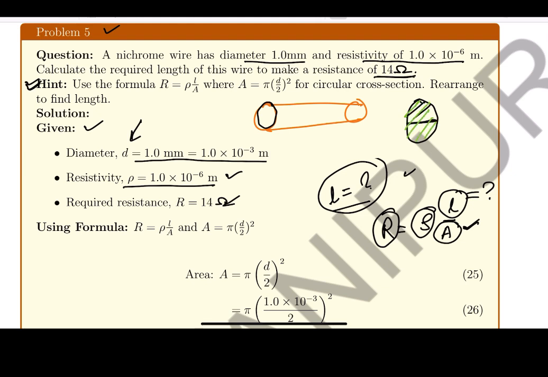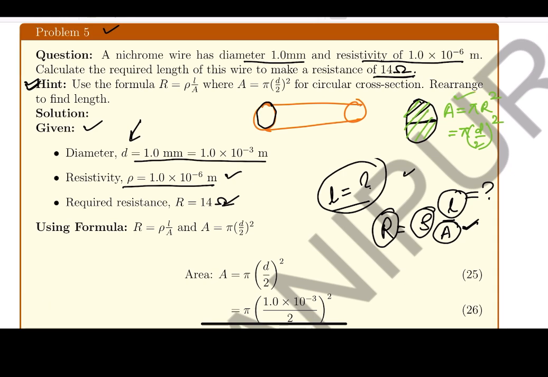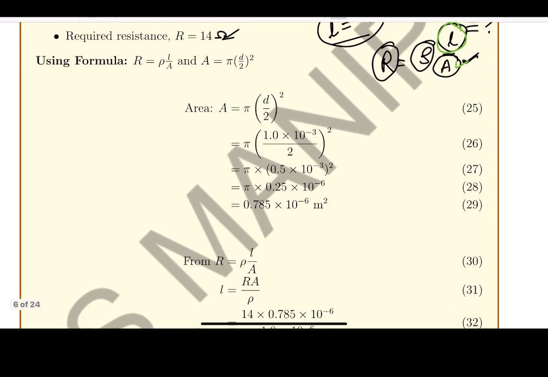How shall I find out the area? We know the formula, area is equal to pi r square. Or can I write this as pi times d by 2, whole square? Can I write r is equal to d by 2, right? So this is the formula. I need to find out the area. If I find the area using this diameter, then I can put it in my formula and find out L. Fine with this?